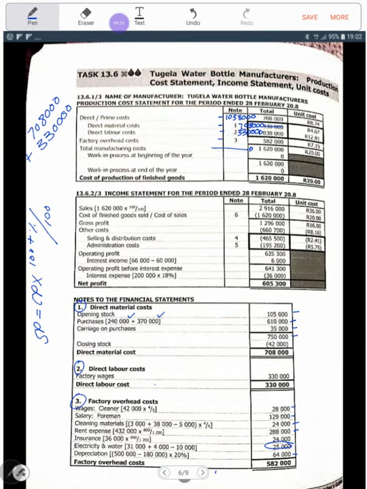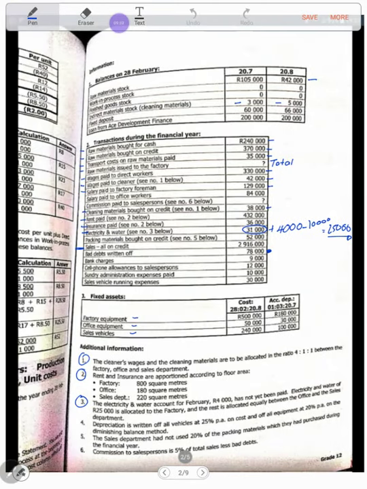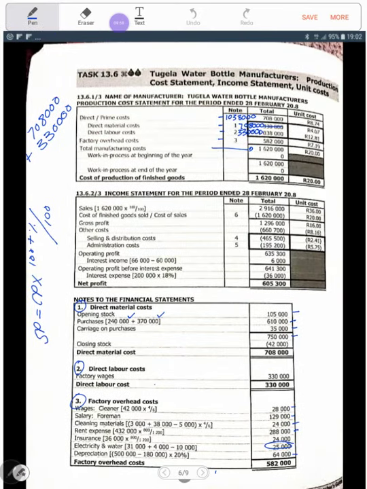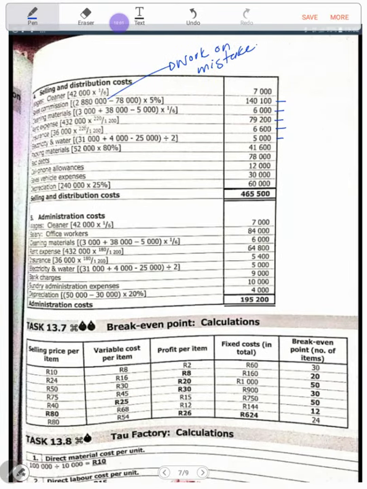Packing material, what did they say about packing material? The sales department had not used 20% of the packing material which they had purchased during the financial year. So here's packing material, 52,000 rand. And we didn't use 20,000. So remember, if you don't use, you have to subtract. So instead of using 100%, we're going to say 52,000 times 80% because we never use 20% of that, which will give us 41,600.